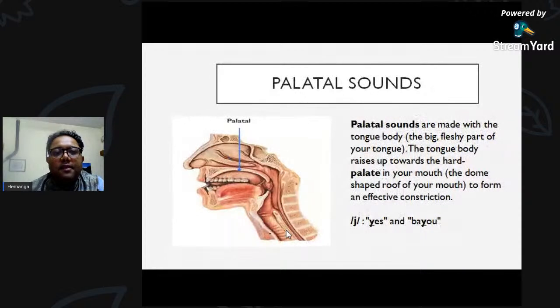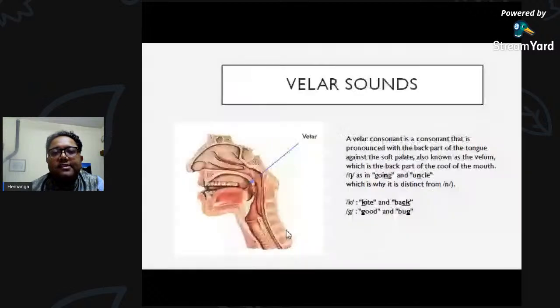Then come the palatal sounds. Palatal sounds are made with the tongue body. The tongue body rises up towards the hard palate in your mouth to form an effective constriction. The hard palate is involved in the production of sounds like yeah, yes, yellow. These sounds are called palatal sounds. Then the velar sounds, made with the back part of the tongue.